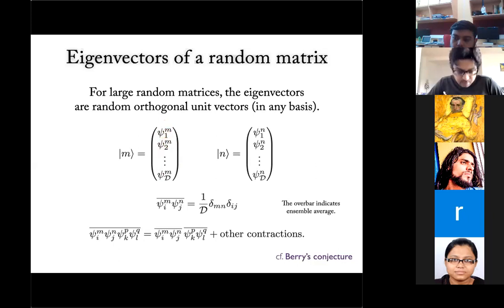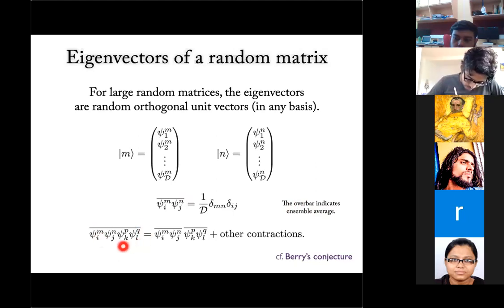And these are the components of the eigenvector. The statement is that these numbers appearing over here are random numbers. They obey this condition that within the same eigenvector, if m and n are the same, then they equate to this one. So this is a statement about the variance, if you like. It goes as 1/D. This overbar indicates the ensemble average, the average over your matrix ensemble.